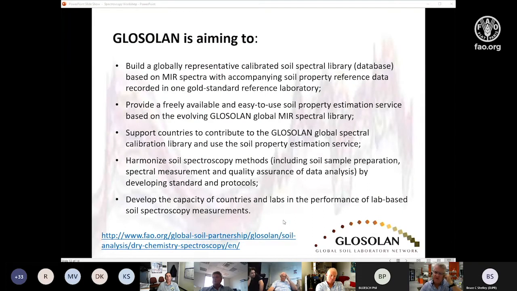Some of the initiatives they're looking at is to build a globally representative calibrated soil spectral library. Now, we can all have our opinions on that, but that's where we're going. They predominantly only utilise the USDA Kellogg Soil Survey Laboratory, and they're offering to have samples analysed and spectra collected free of charge to build this global library. They're really wanting to see if we can harmonise. Obviously, for building spectral libraries, harmonisation is very important. You need to all be doing the same process, and we understand that there are some issues there, and also to develop the capability in labs.